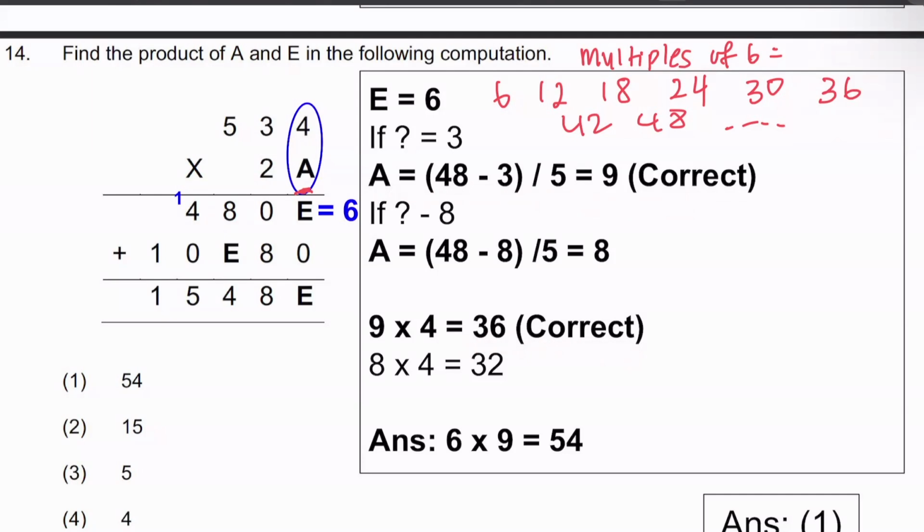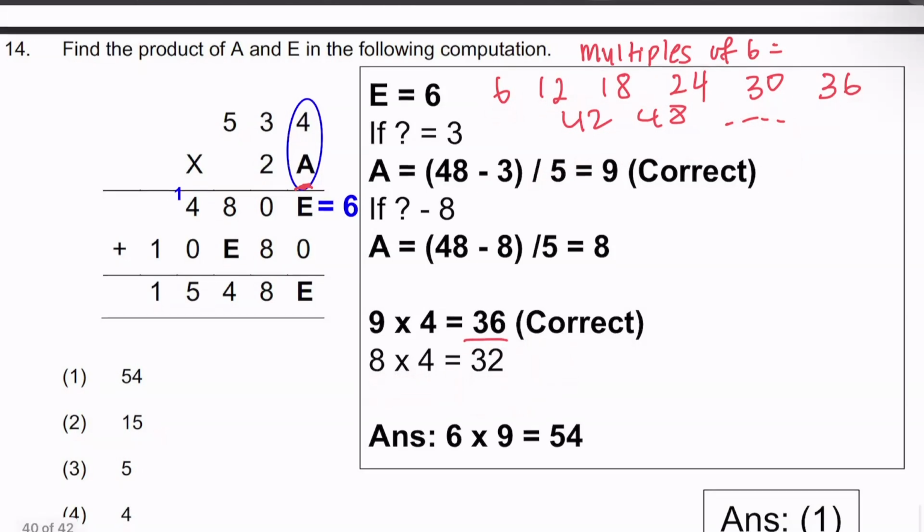So our second option is what? A is equal to 8. So let's see. If 8 times 4, can we get a multiple of 6? 8 times 4 is 32. Is 32 a multiple of 6? No, it is not a multiple of 6. Therefore, the correct answer is 9. A is equal to 9.